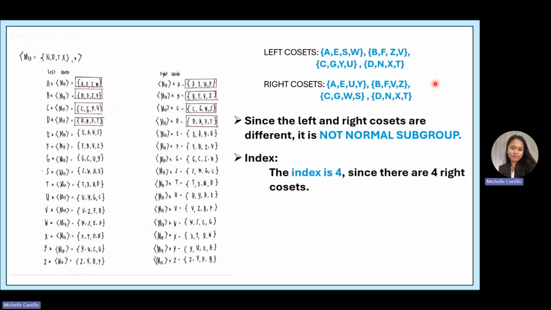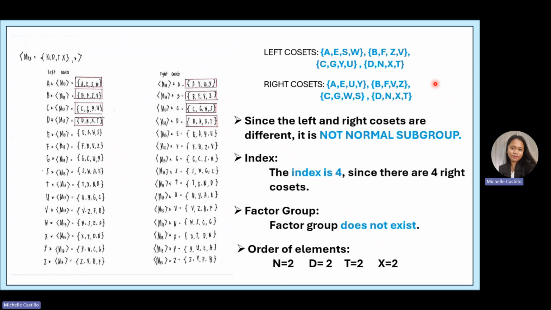Then for the index, since there are 4 right cosets, the index is equal to 4. Then the factor group does not exist since it is not a normal subgroup. Then the order of the elements N, D, T, and X is equal to 2 since N star N is equal to N, D star D is equal to N, T star T is equal to N, then X star X is equal to N. These elements need to be operated with themselves twice in order to get the identity element.